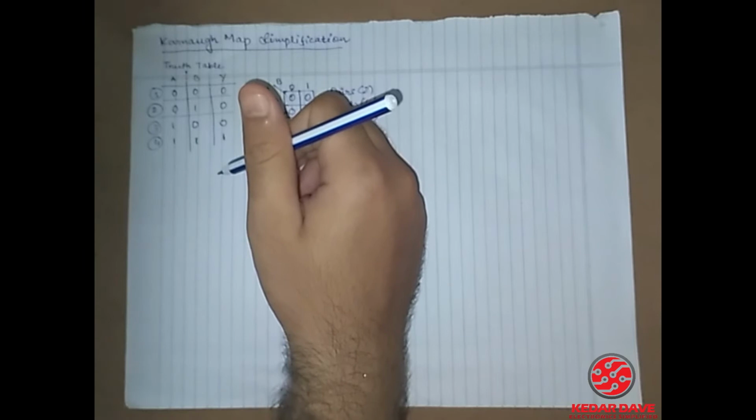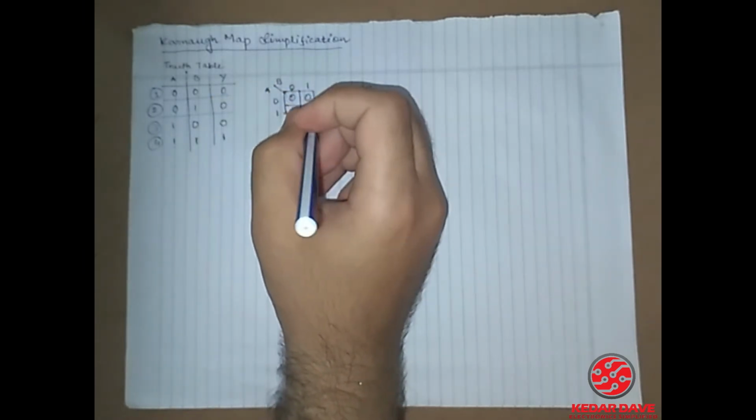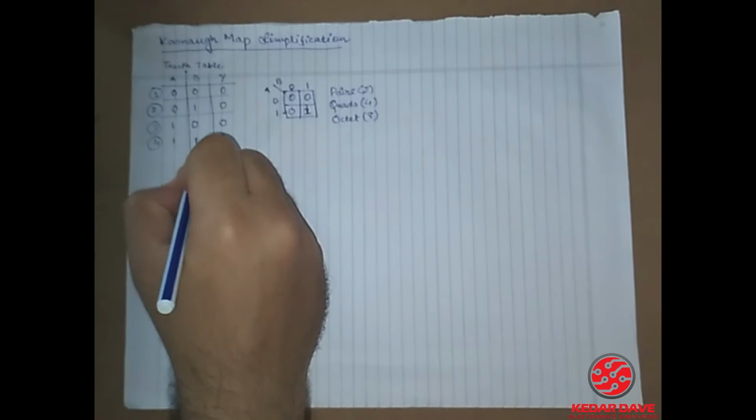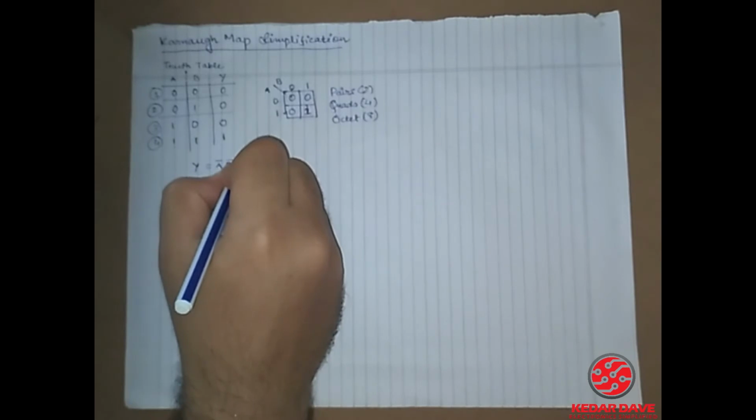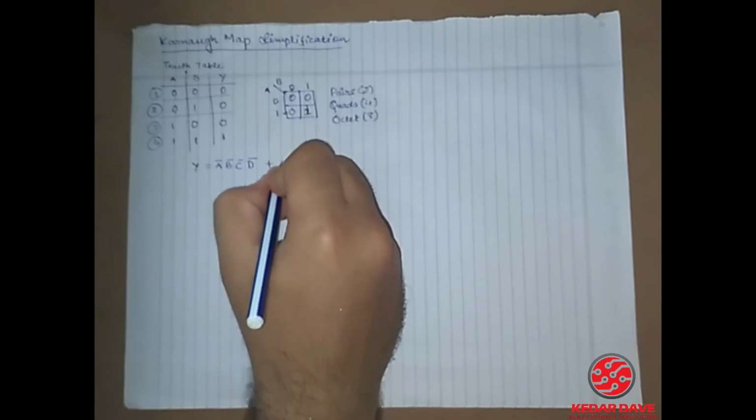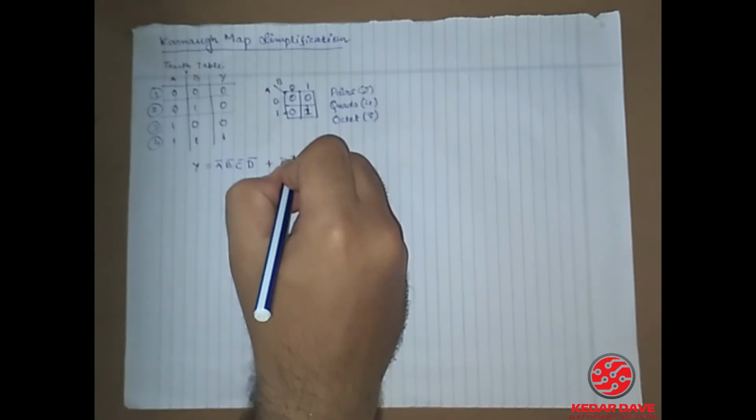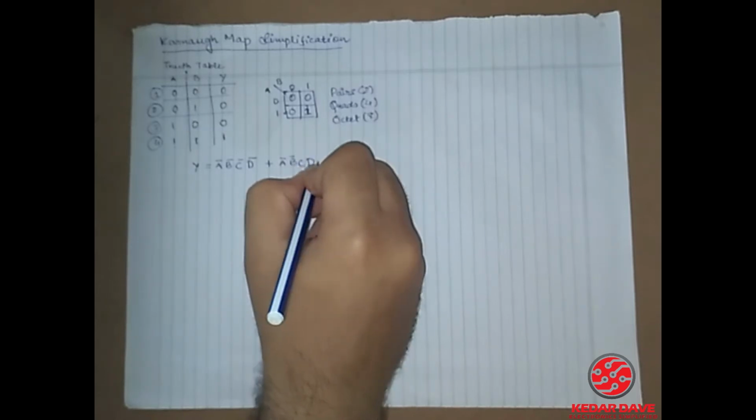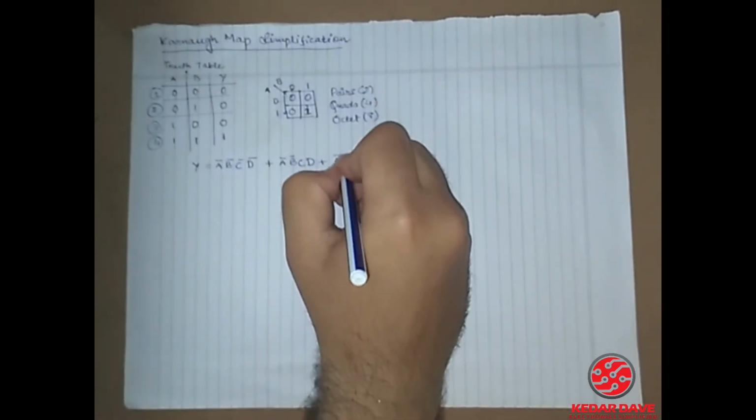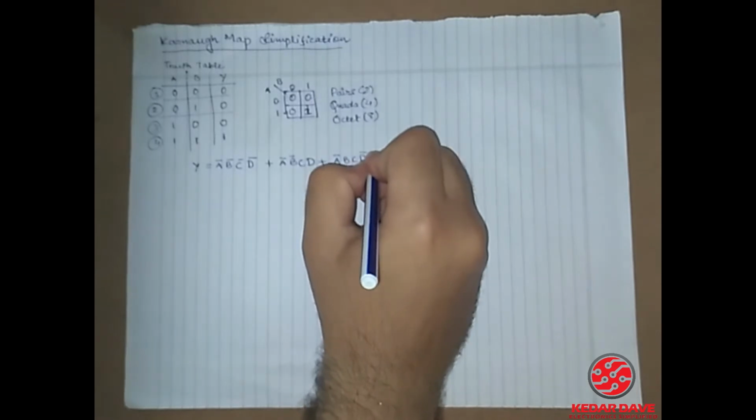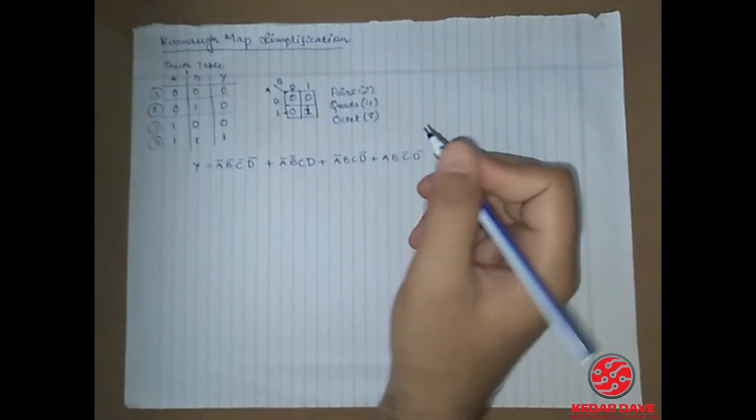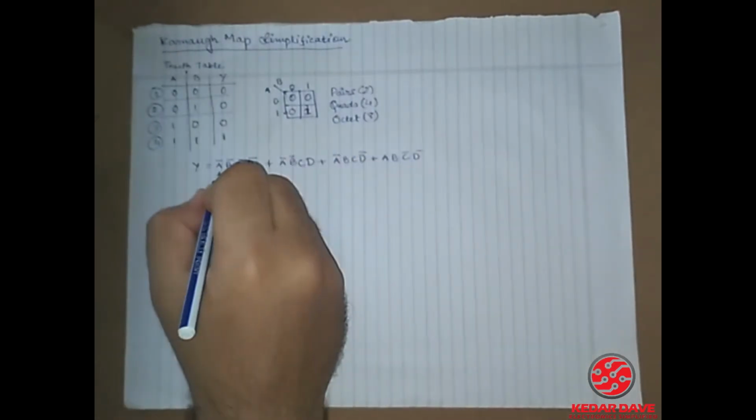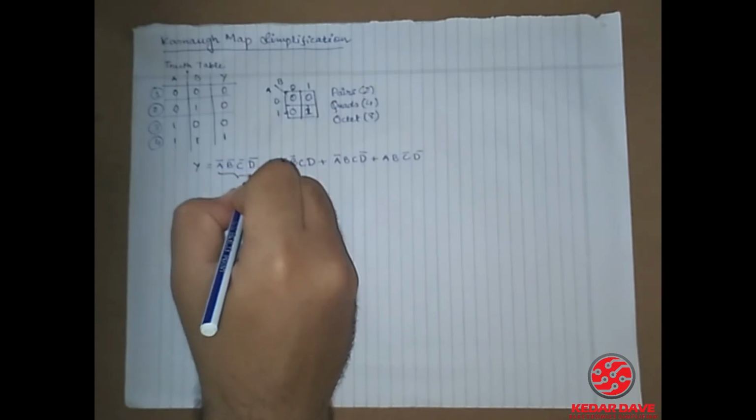So always they will not give you the truth table. They will give you some kind of equation. This is Y equals A bar B bar C bar D bar, right? Here is the 4 variable Karnaugh map: A bar B bar C D, plus A bar B C D bar, and plus A B C bar D bar, right? So this way we need to take this as a min term, right? So this is our min term.